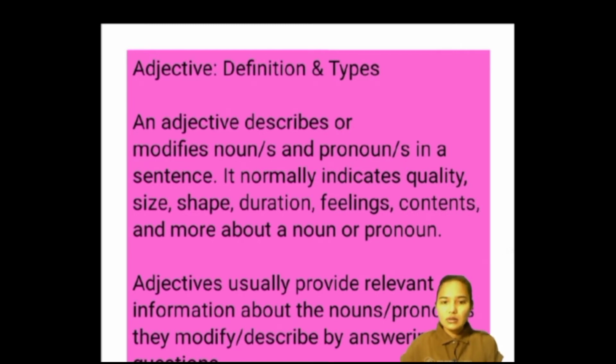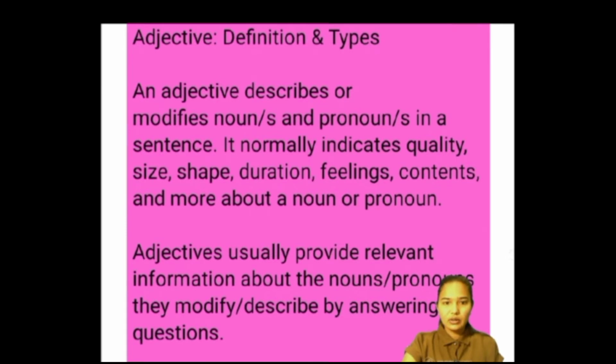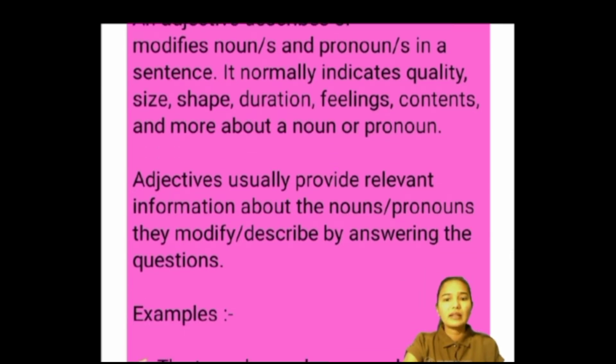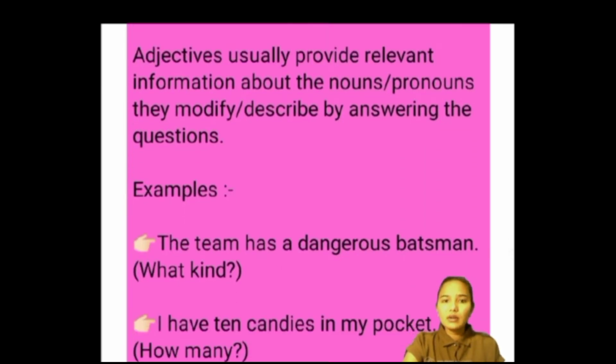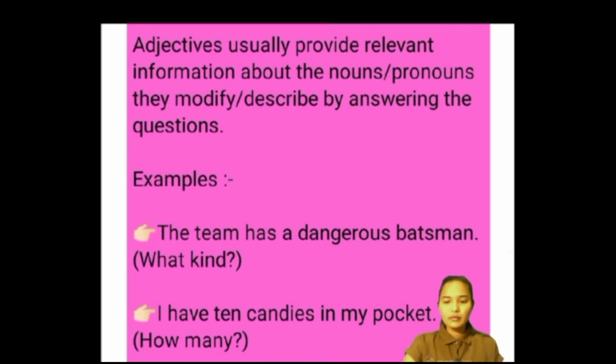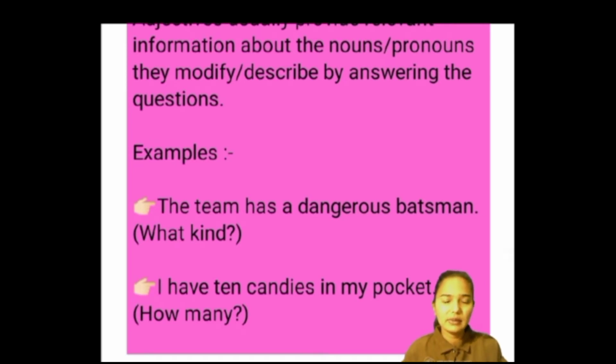Adjectives usually provide relevant information about nouns and pronouns. They modify or describe by answering questions. Let us understand with the help of an example: the team has a dangerous batsman. Here the question is, what kind of man is there in the team? The sentence tells us that he is a dangerous batsman.